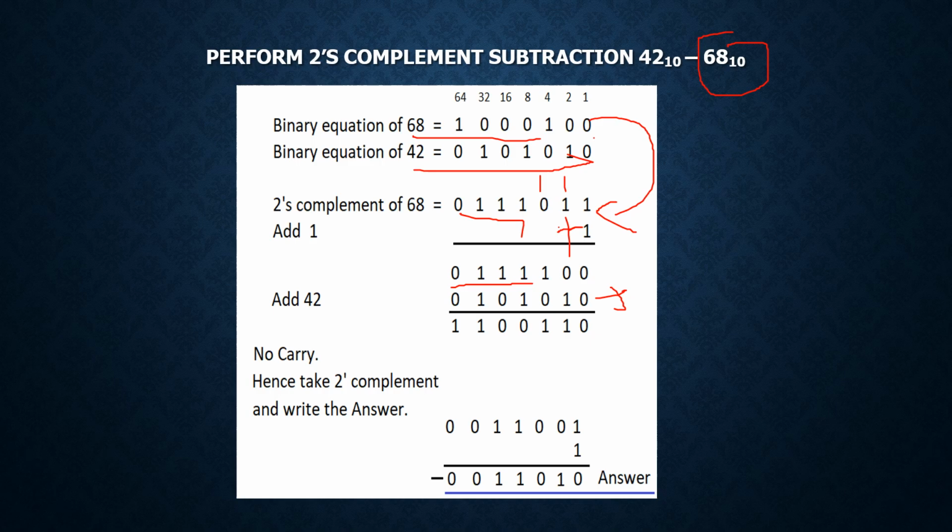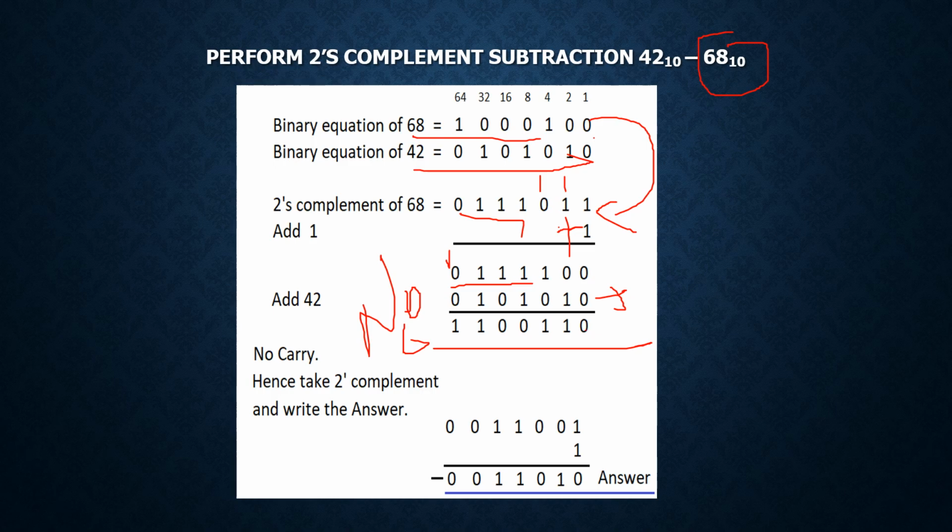Again 1 is there. So 1 you will write here and again 1 will go here. 1 plus 0 plus 0, again 1 will come. So you are getting the value. Here you don't have a carry, so this is a no carry condition. So what should you do? You should perform 2's complement on the output and add a minus in the front.